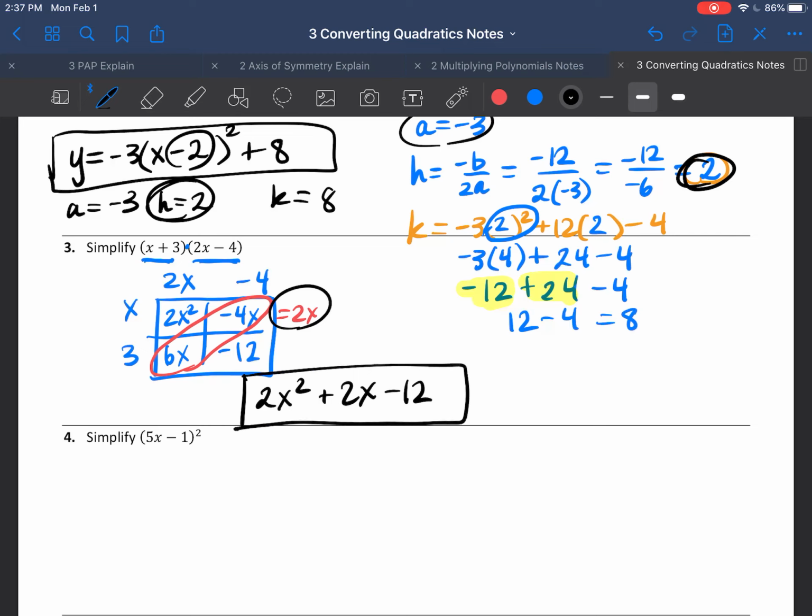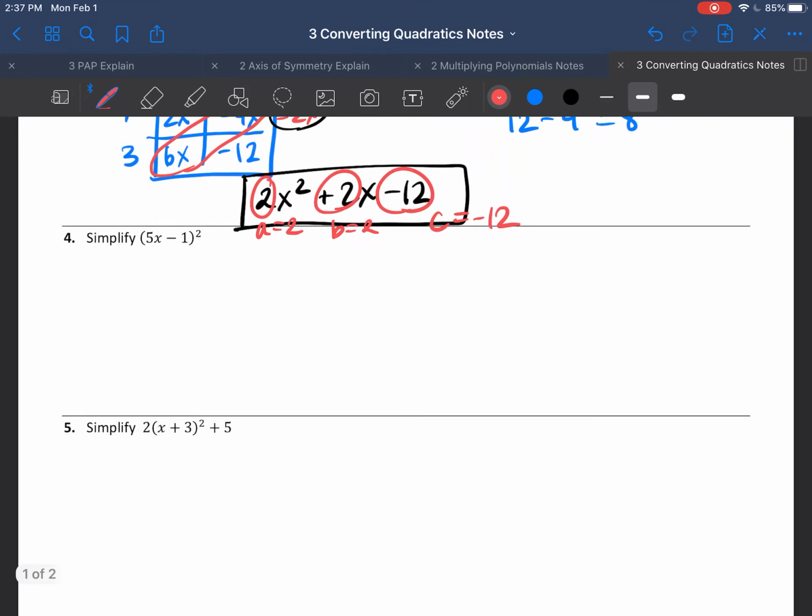And so on your test, I'm going to ask you to identify A, B, and C. You would tell me A is 2. You would tell me B is 2. And you would tell me C is negative 12. Don't lose your negative signs. Don't do all that beautiful work and forget to type a negative sign.